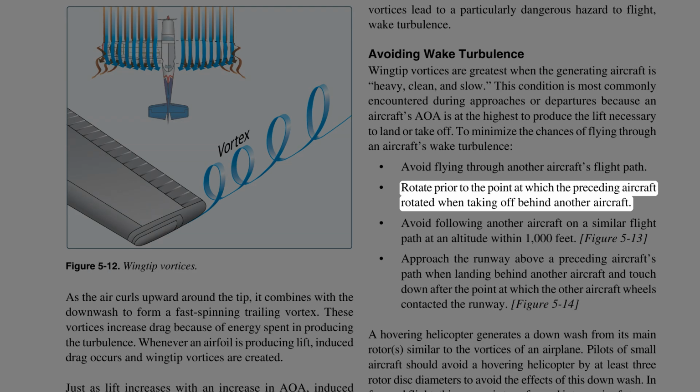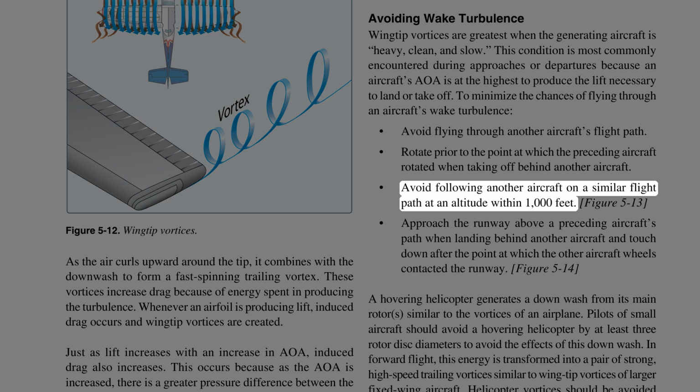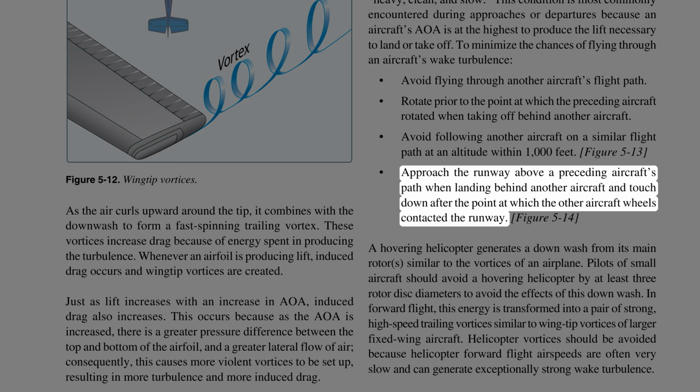Rotate prior to the point at which the preceding aircraft rotated when taking off behind another aircraft. Avoid following another aircraft on a similar flight path at an altitude within 1,000 feet. Approach the runway above a preceding aircraft's path when landing behind another aircraft and touch down after the point at which the other aircraft's wheels contacted the runway.